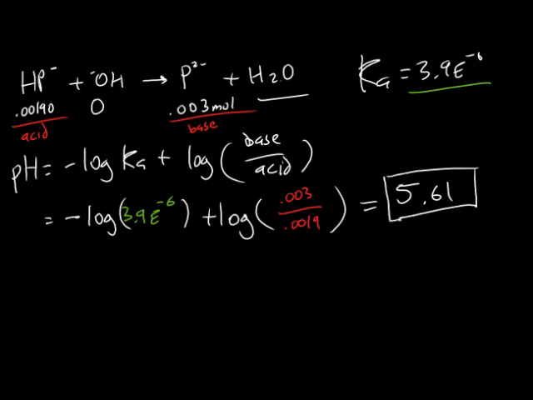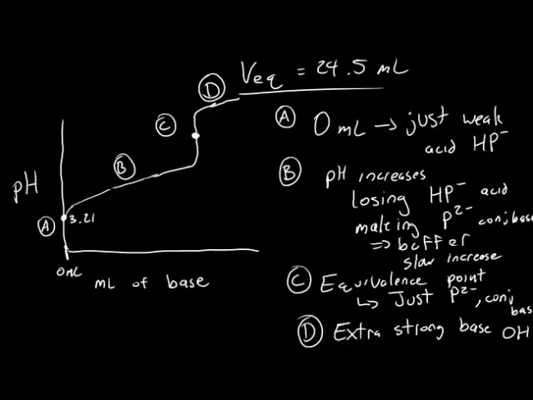We can go back and label this amount on our titration curve. Keeping in mind that point C is going to be at 24.5 milliliters, we have a pH at 15 milliliters, which will be approximately at this mark, where we got 5.61. We can use this technique and this equation to find the pH anywhere inside of region B, that buffer zone between point A and point C. Now let's try to find the pH at point C at the equivalence point.